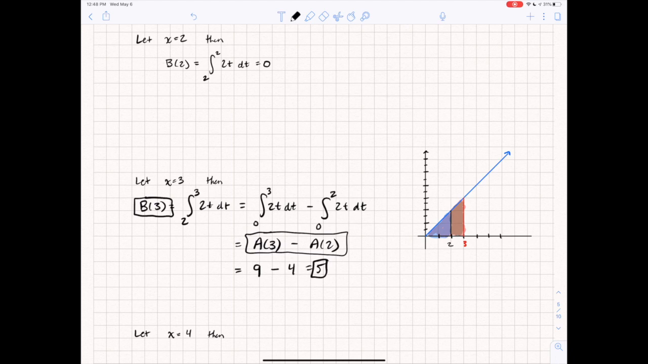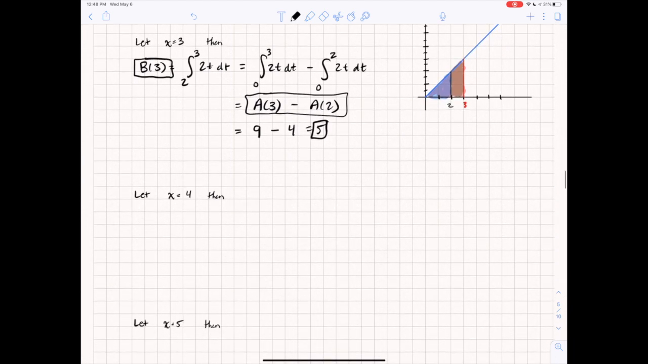All right, so let's do x is 4. If I want to do x is 4, I'm trying to find the area for b, which would go from 2 to 4 for 2t dt. But like before, this is the same thing as finding the overall area from 0 to 4, and then taking away the area from 0 to 2 again.